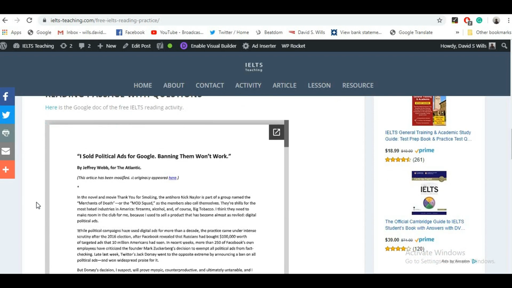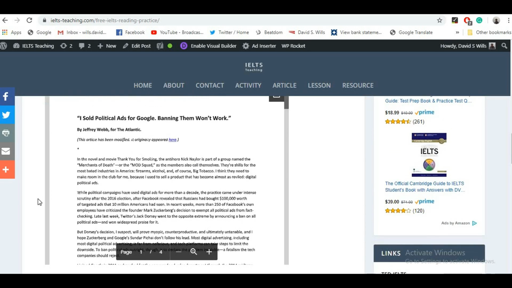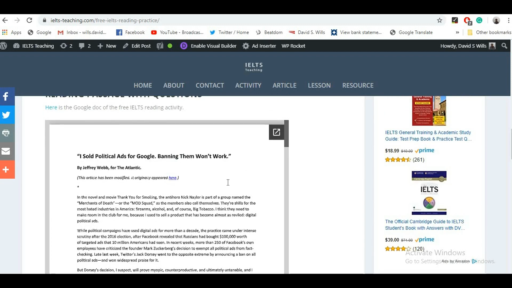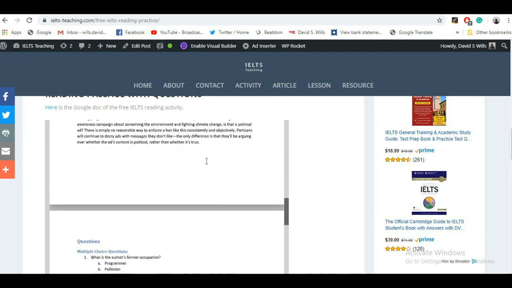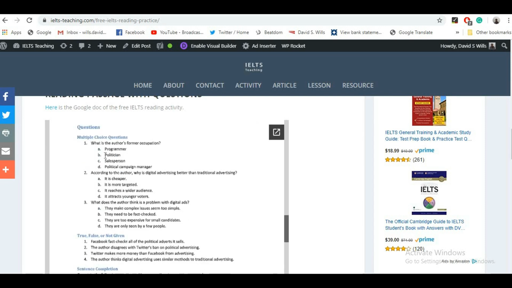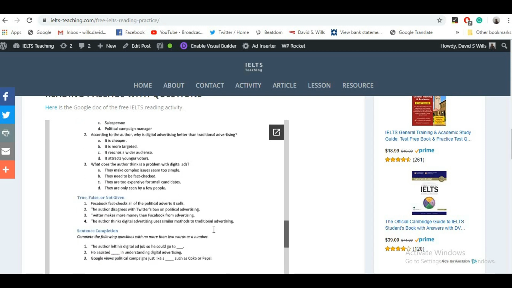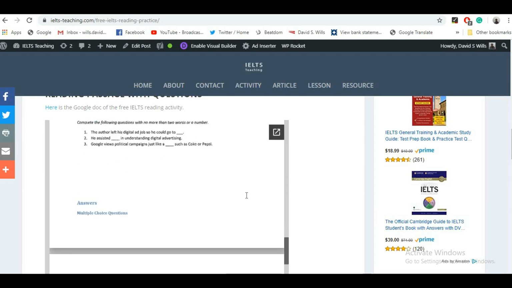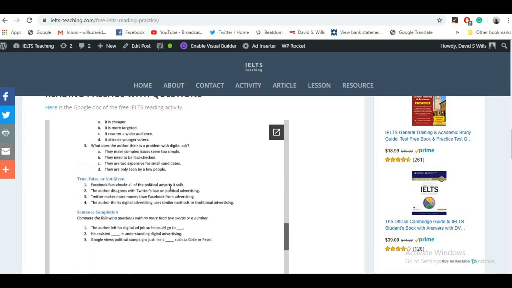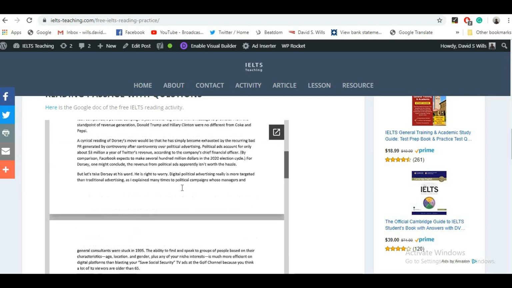Here, embedded in the article, is a Google document, and it is a free IELTS reading activity. So you can see there is a passage, a reading passage, and after it you have some questions. These questions are the sort of things you may be asked in your IELTS reading test. At the bottom there you can see the answers, but let's not look at them just yet.